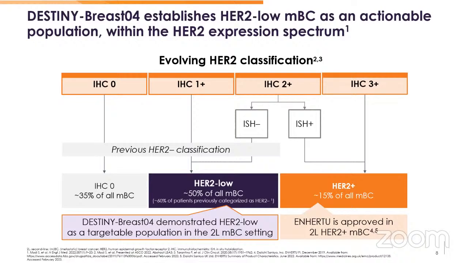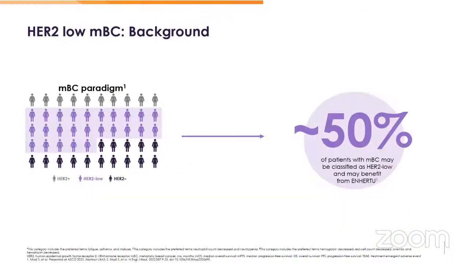So, how do we define HER2 low? It is essentially IHC 1 plus or IHC 2 plus with FISH negative. All these patients are candidates for Enhertu. And as we'll see subsequently, this encompasses almost 50% of the population of metastatic breast cancer, which has a very potent third line drug.